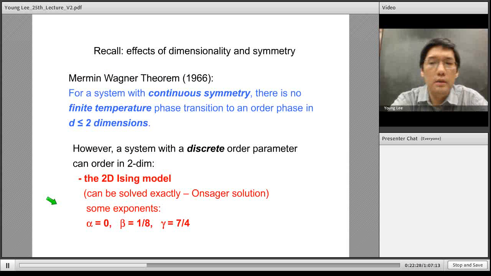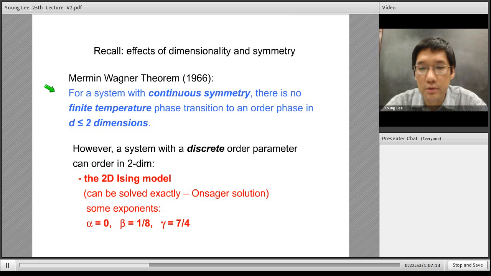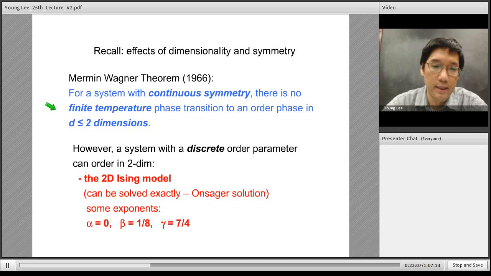And let me just recall some results from a previous lecture that I gave. One was the Mermin-Wagner theorem, which said that if you have a continuous symmetry, so the order parameter has continuous symmetry, then you do not have a finite temperature phase transition if the dimension of your system is 2 dimensions or less. So for Heisenberg model systems or XY model systems where you have a continuous symmetry, then you need to have 3-dimensional materials with interactions in these 3 dimensions to give you a phase transition.